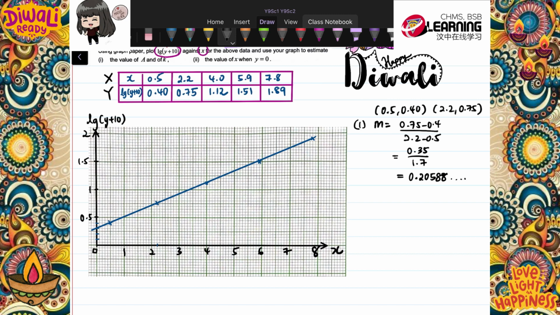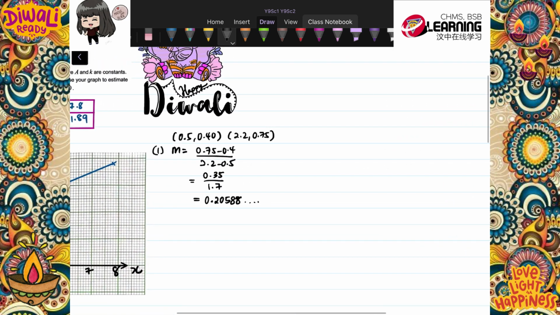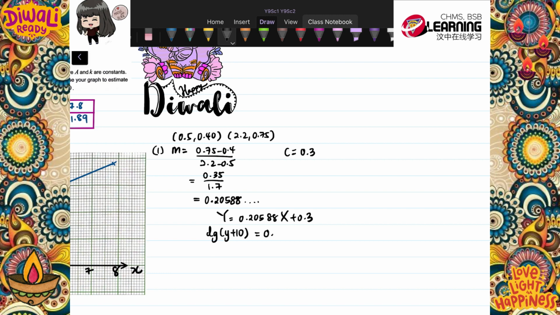Okay, this is just M. We are finding A and K, okay? So after finding M, my y-intercept C is 0.3. So my big Y equals 0.20588 big X, x is supposed to be capital letter, plus 0.3, and my big Y is log(y plus 10), my big X is still X.